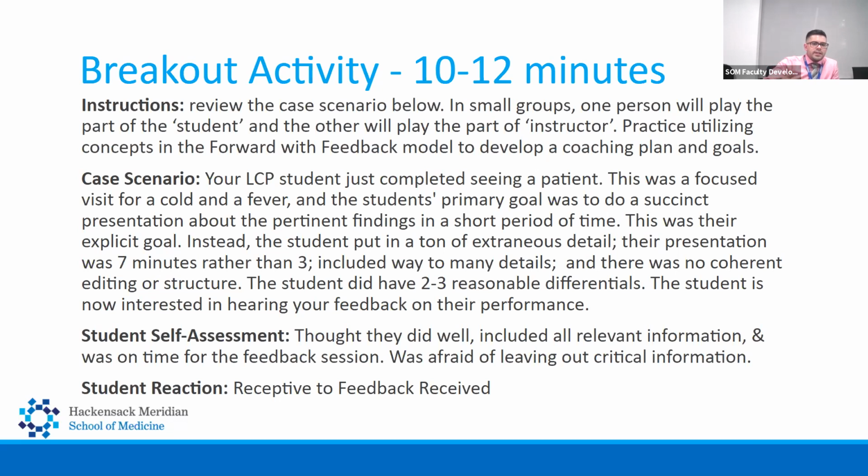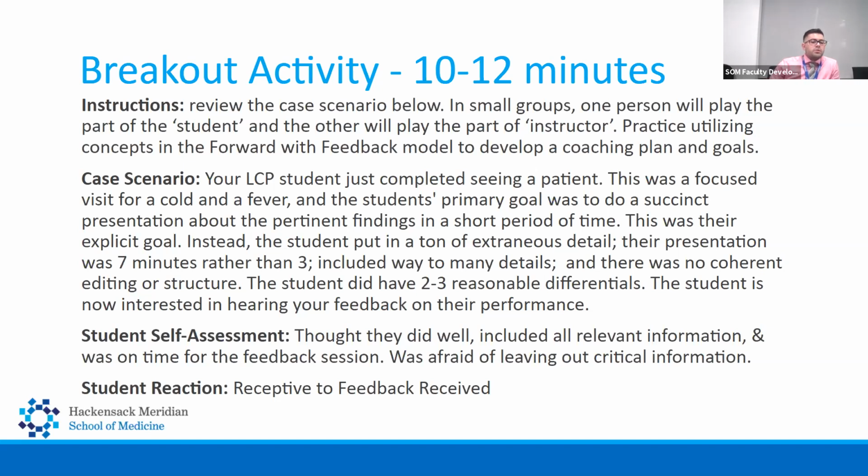The student did their self-assessment. They said that they did very well. They included all the relevant information, and they thought they were on the time target for the feedback session. And they were really afraid about leaving out critical information. That was a worry, so that's why they really went in and put a lot in there.